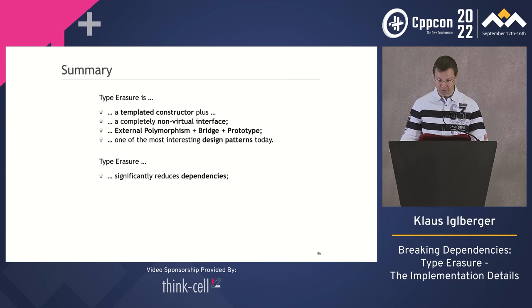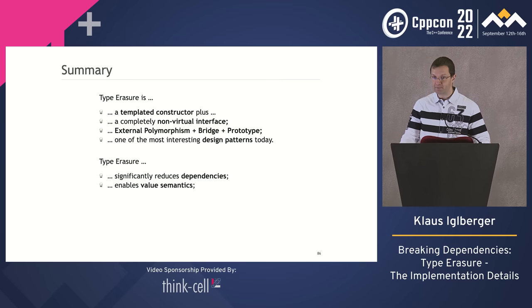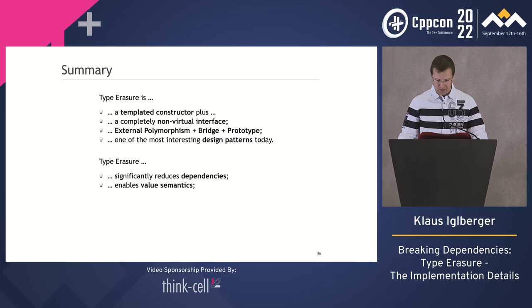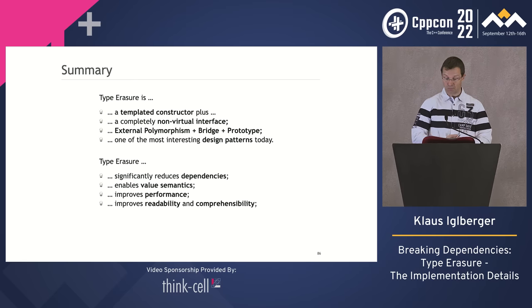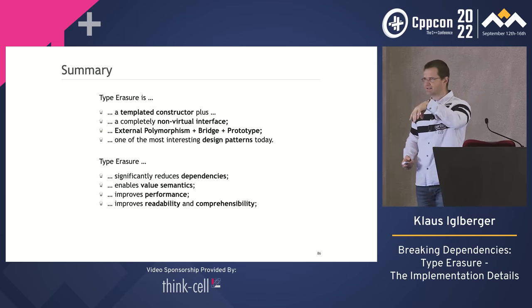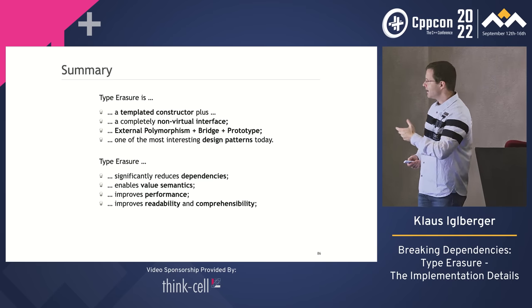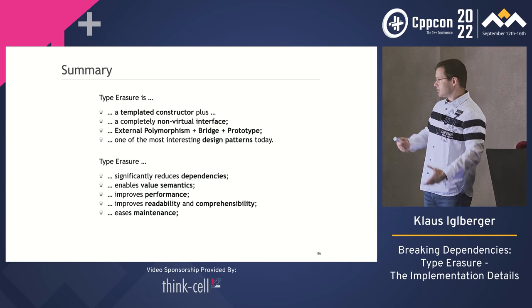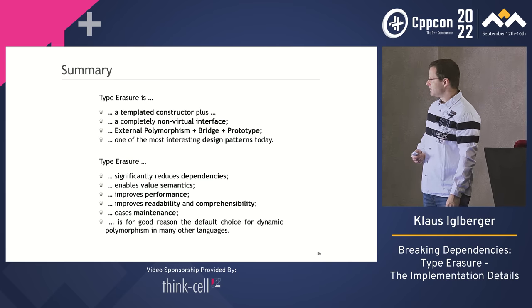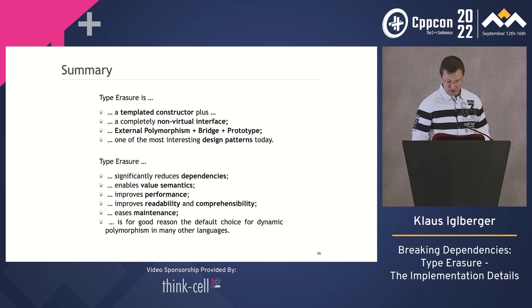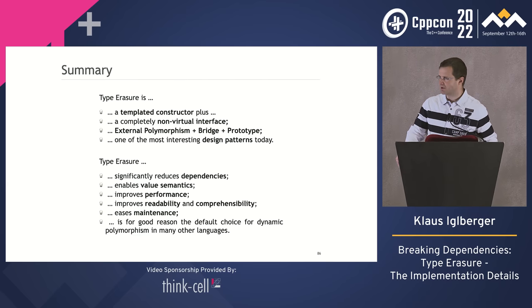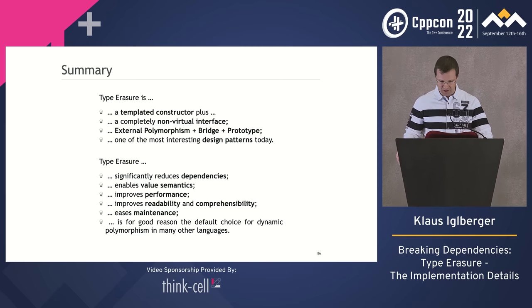This is super important. It gives you value semantics, the real modern C++ form of doing things today. And it improves performance, improves readability and comprehensibility. Of course, not inside the class, outside, where it's so much simpler. Eases maintenance for exactly that reason. And so this is what I see, for good reason, as the default choice for dynamic polymorphism in many other languages. So under the hood, you'll find this technique being used in a lot of other places.